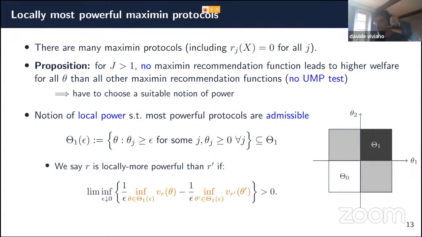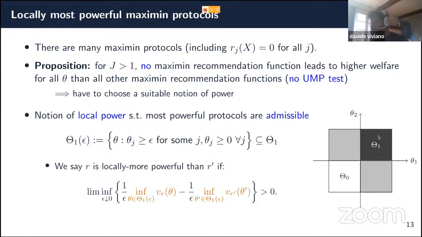Well, we think in terms of power now. That is, we want to find rules which are powerful. And we need to think in terms of a suitable notion of power in the context of multiple hypothesis testing. Now, what we do is that we look at a notion of local power, which broadly connects to the previous notion of local power with some distinction, which works as follows.